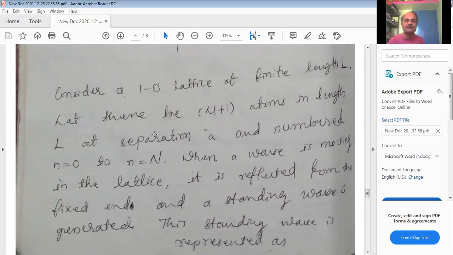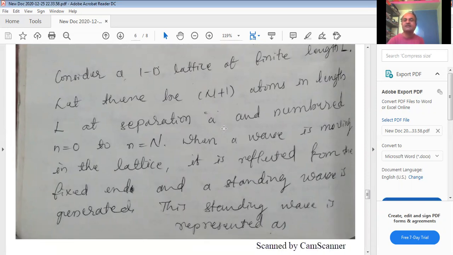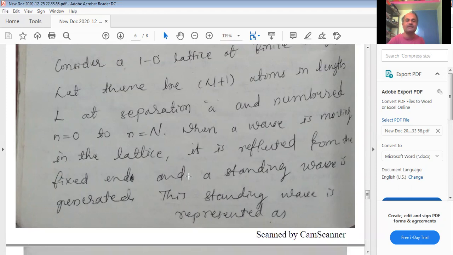lattice of finite length. Let there be N plus 1 atoms, because n is equal to 0 is there, of length L at a separation of a. a is a lattice parameter here because it is the distance between two successive atoms. So a is a lattice parameter, and every atom is separated by a distance of a, and numbered n is equal to 0 to n is equal to N.